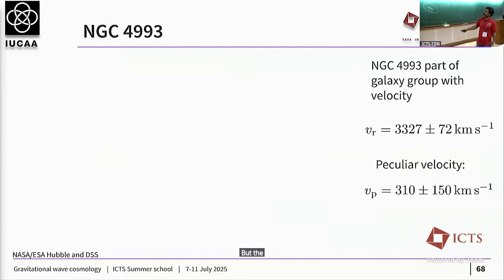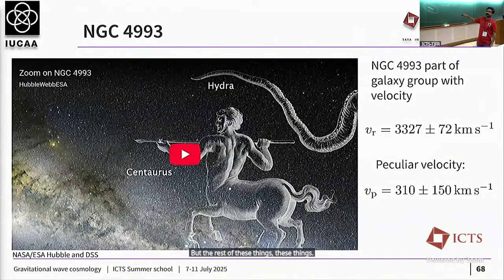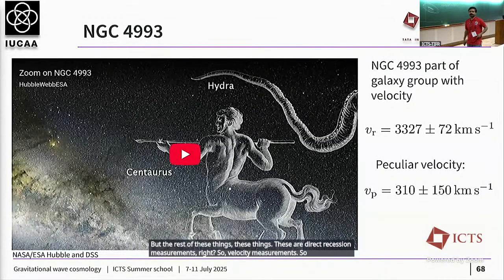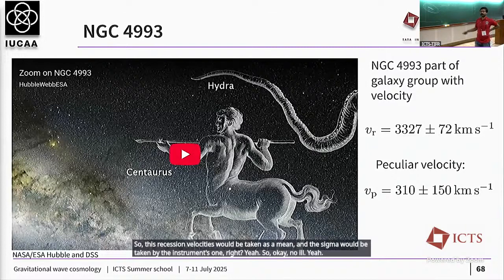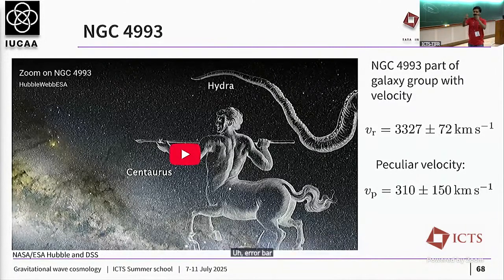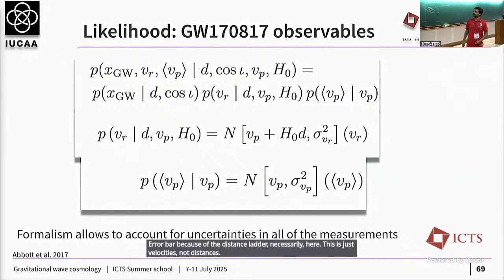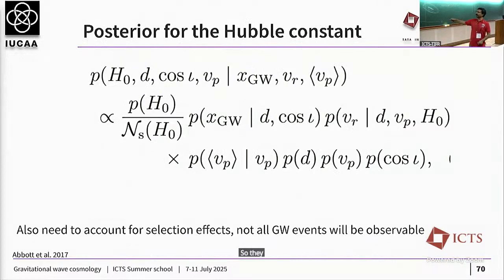But the rest of these things, these are direct recession measurements, right? So velocity measurements. So they don't, again, involve the distance ladder necessarily. So this recession velocity should be taken as a mean and the sigma would be taken by the instrument's one, right? Yeah. So there's no error bar because of the distance ladder necessarily here. This is just velocities, not distances, that went in. So they try to be careful not to introduce EM information. Because if they do, then again, you will get into exactly the kind of trouble that you're talking about.